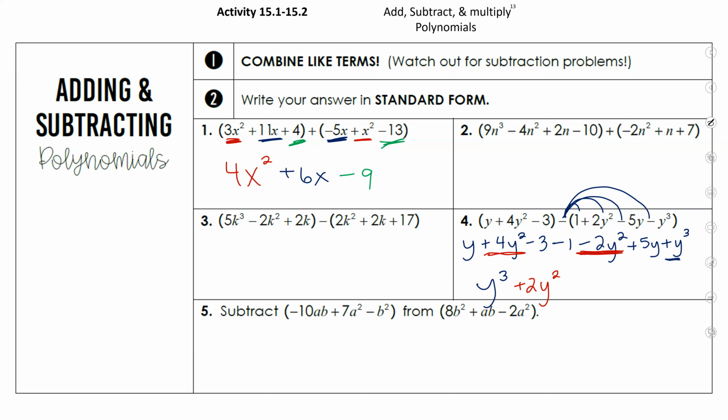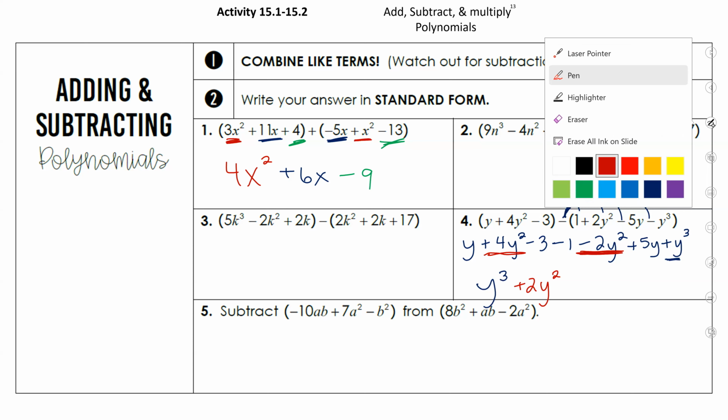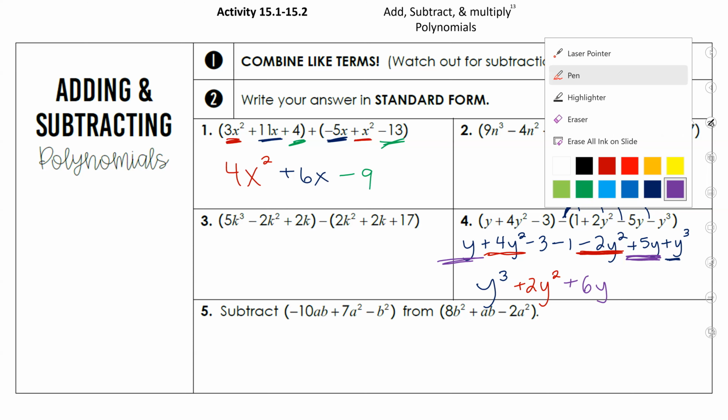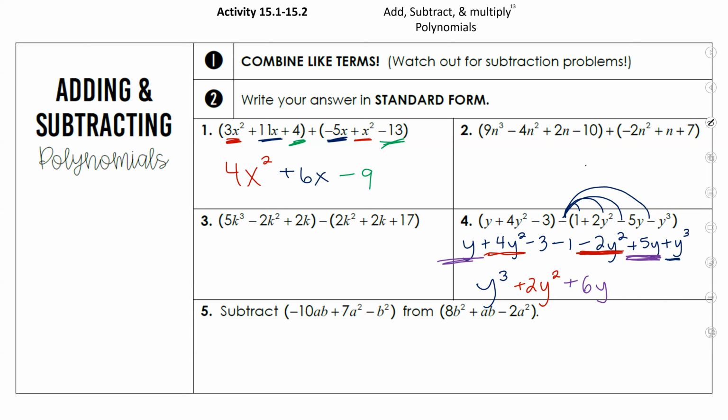Okay, finally, let's just do the single y terms. So I'll do it in purple. I have 5y and a y. Together, that's 6y. And then let's do the numbers, the constants. We call these constants. We have a negative 3 minus 1. That's negative 4. So this is your answer.